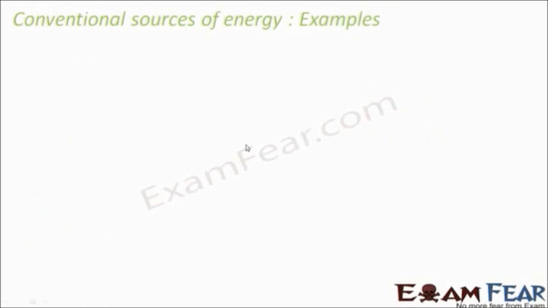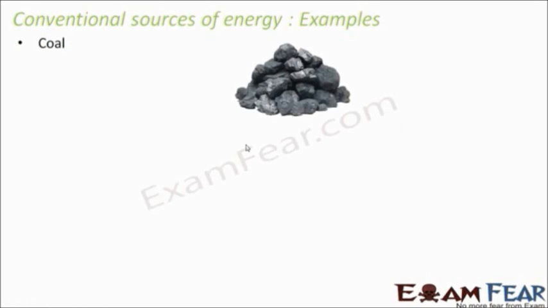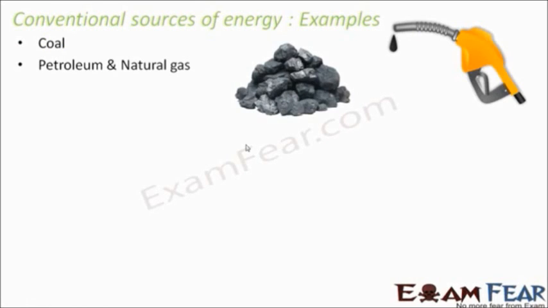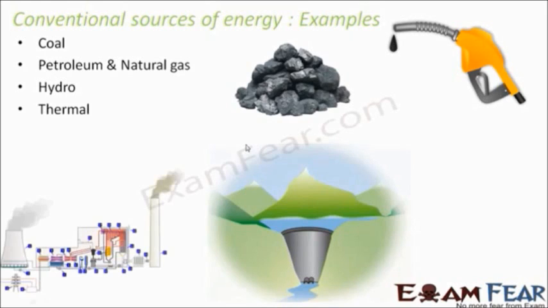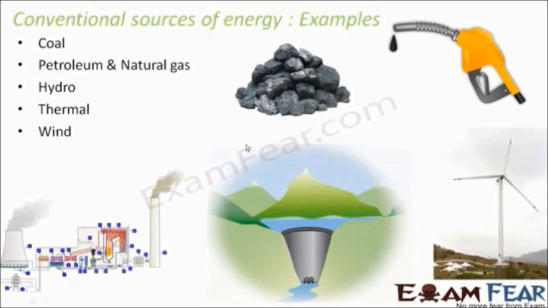So let us look at some of the examples of conventional sources of energy. The first one being coal, petroleum and natural gas, hydropower plant. That is also a conventional source of energy. I mean, it has been a traditional method of generation of electricity. Similarly, the thermal power plant, the wind energy, these are some of the conventional sources of energy.